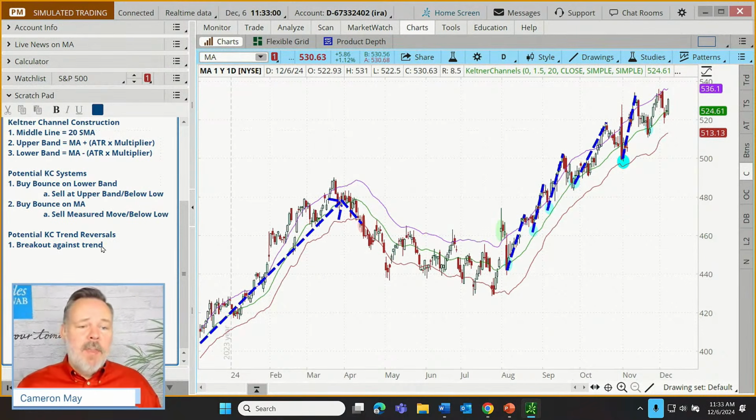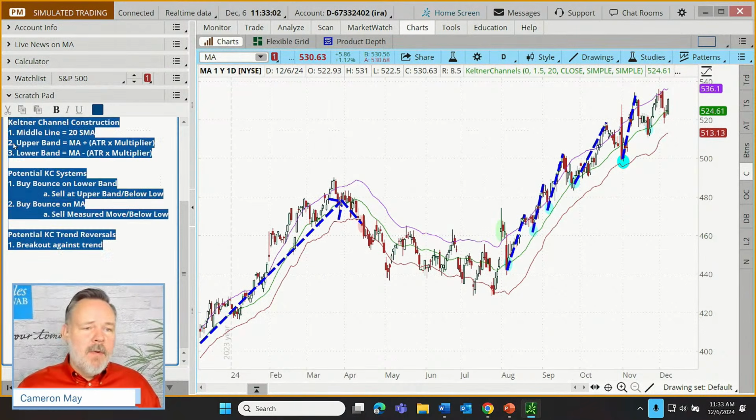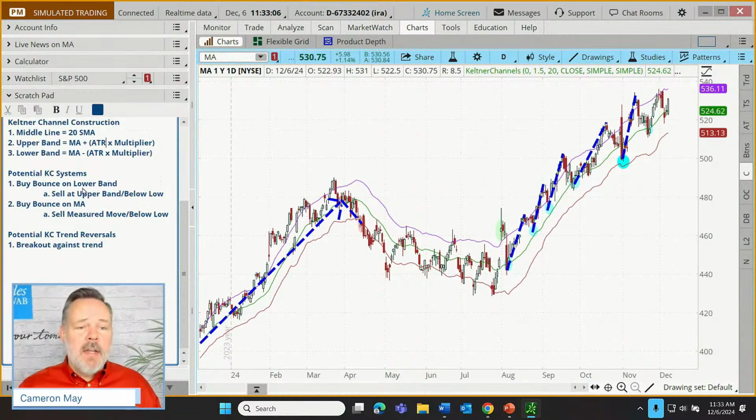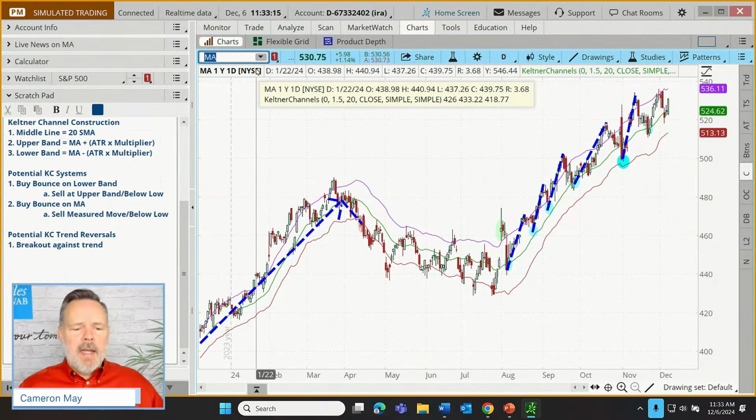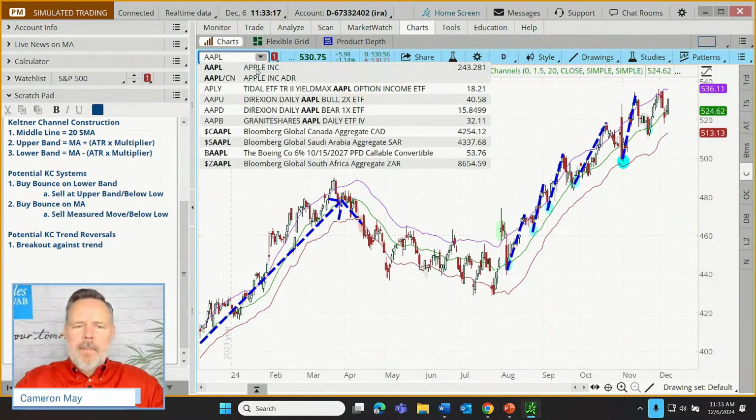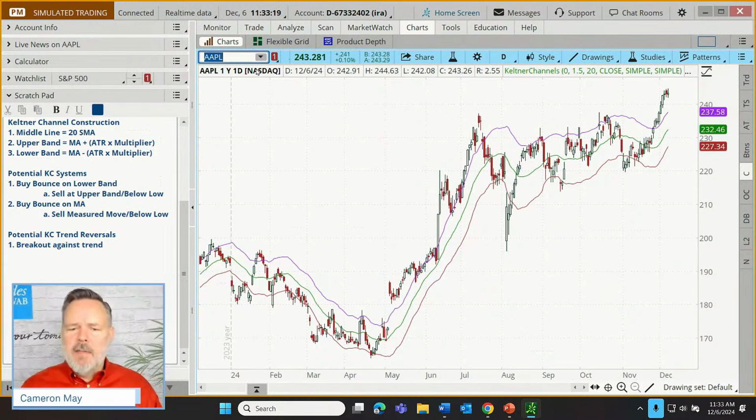Right. So with this little summary, we're starting to get a pretty good feel of how Keltner channels are constructed, how they might be used to plan and place trades. So how about we look at another example, and then maybe we'll circle back and take a shot at placing trades.